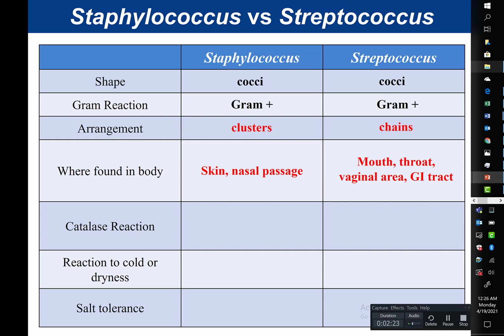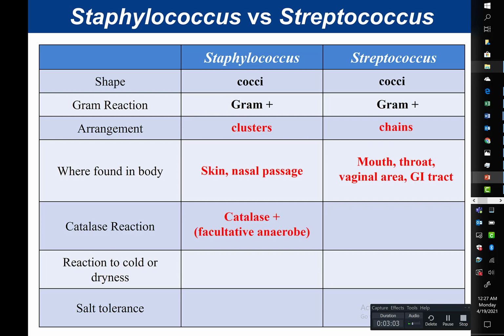In terms of their catalase reaction, remember when we talked about catalase, that catalase is an enzyme that organisms produce in order to neutralize hydrogen peroxide. And when they neutralize hydrogen peroxide, they're going to form water and oxygen. And we talked about that organisms that produce catalase are going to be organisms that use oxygen as their final electron acceptor. Because if they use O2 as their final electron acceptor, that means that they need to be able to neutralize hydrogen peroxide, which is going to form as a product.